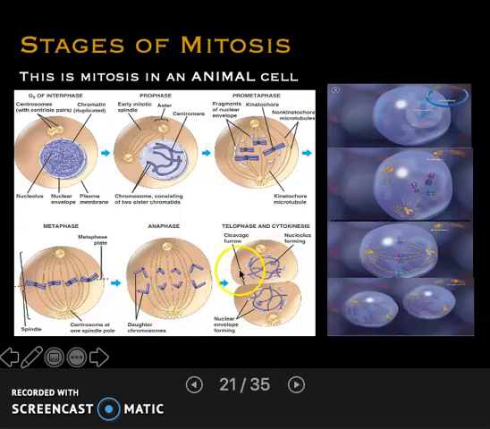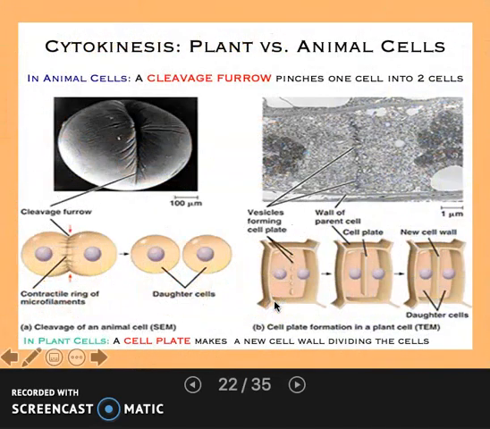Nuclear envelope reappears, mitotic spindle breaks apart, cleavage furrow forms, and those chromosomes will begin to unwind. And then finally, the cell divides in cytokinesis. Again, cytokinesis in animal cells, cleavage furrow; cytokinesis in plant cells, we have this cell plate formation. Well, that's mitosis in some detail.